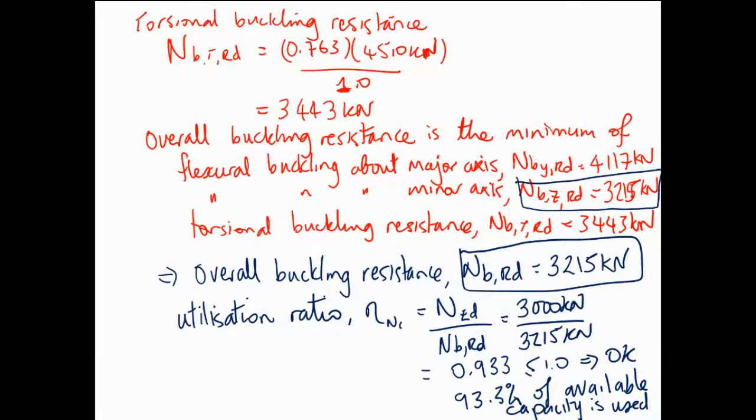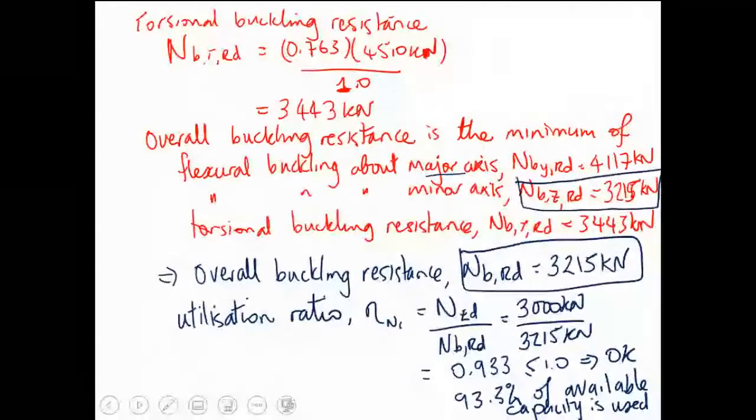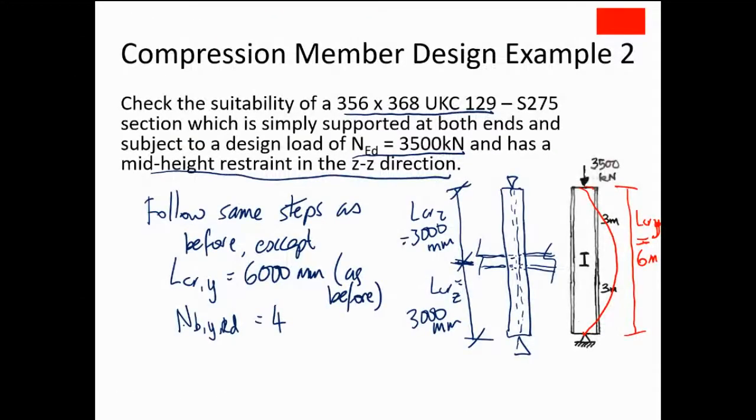So that means that we're going to get the flexural buckling resistance about the major axis, and here is 4117 kilonewtons. That means that the buckling about the major axis is equal to 4117 kilonewtons. So that's as before.